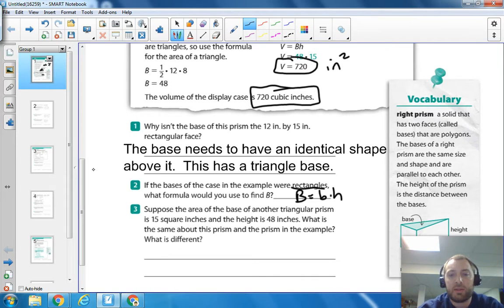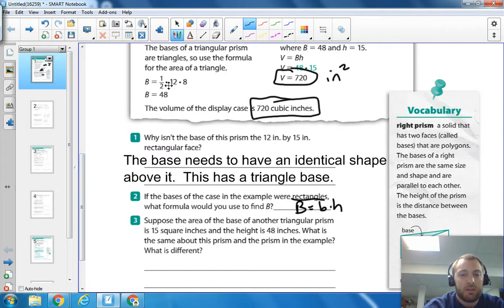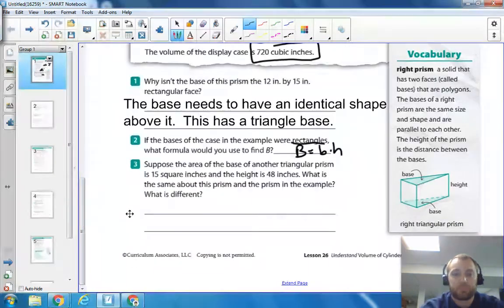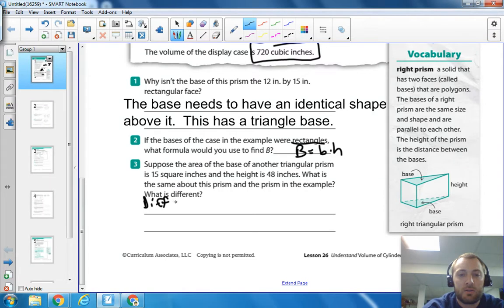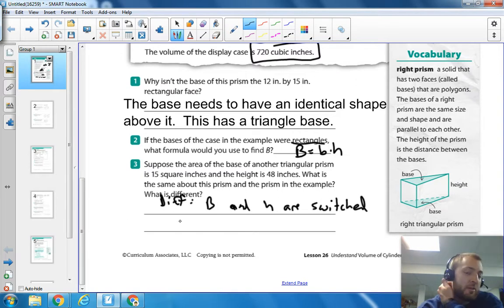All right, number three, suppose the area of the base of another triangular prism is 15 square inches and the height is 48 inches. What is the same about the prism and the prism in the example? What is different? Well, we can already tell what's different. We found that the base was 48 and the height was 15. This one's saying the area of the base is 15 and the height is 48. So what's different is big B, area of the base, and height are switched. But whether you multiply 15 times 48 or 48 times 15, you should get the same answer. So the volume should be the same in the end.